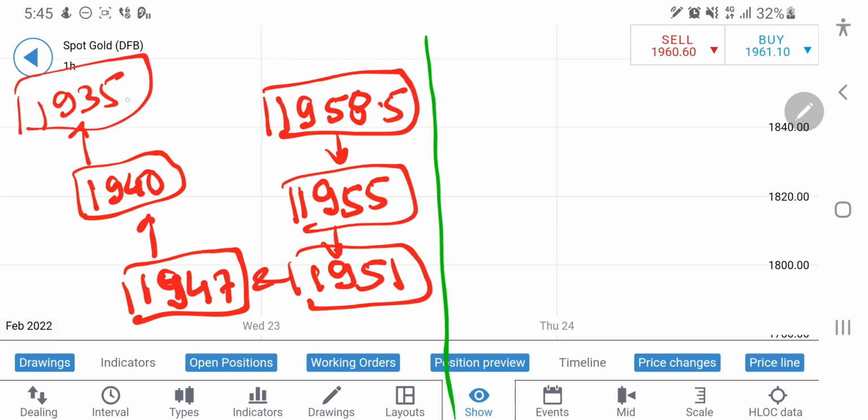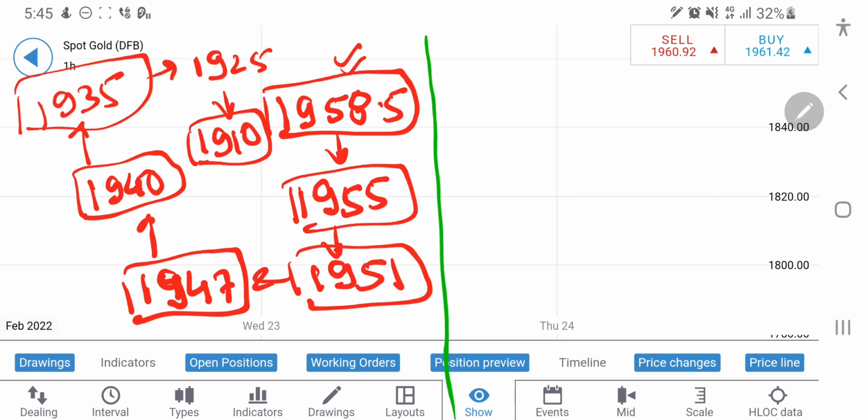I don't expect that it is going to break below these levels, and I don't expect it to try to get 1925 or 1910 levels again, but these are markets, anything is possible. And yes, you can take a short entry only below these levels.